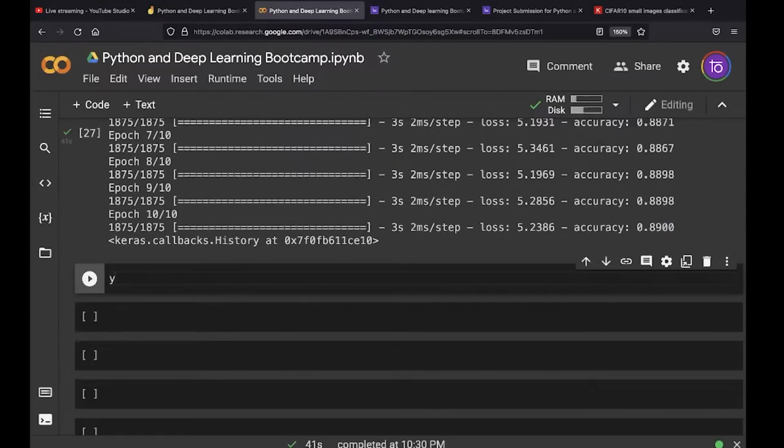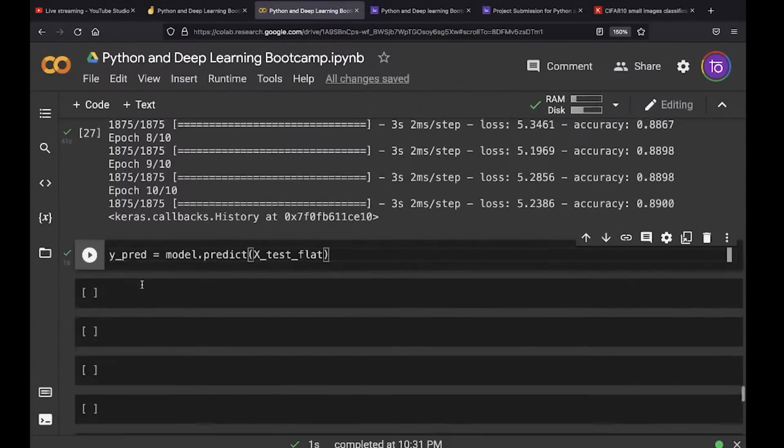Okay. I'm going to say y_predict. All the predicted values will be stored in y_predict. So I'm going to say model.predict. What are we going to predict? We are going to predict x_test_flat. Yes or no? So let's run this.